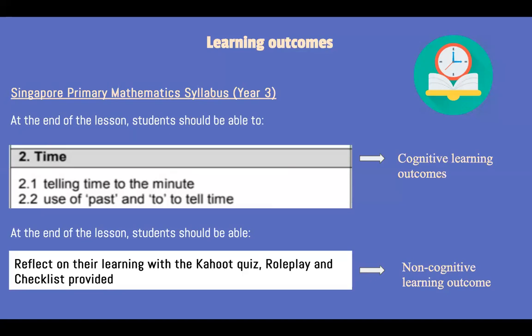These two learning outcomes are cognitive learning outcomes, whereas the third learning outcome is a non-cognitive learning outcome, which is, at the end of the lesson, students should be able to reflect on their learning with a Kahoot quiz, checklist, and role play provided. This learning outcome is related to the post and extended activity.